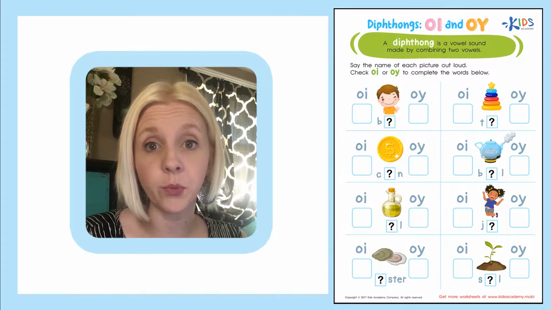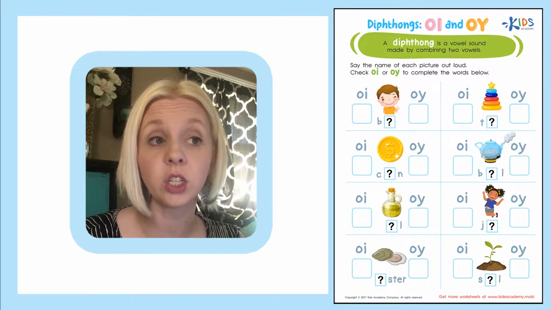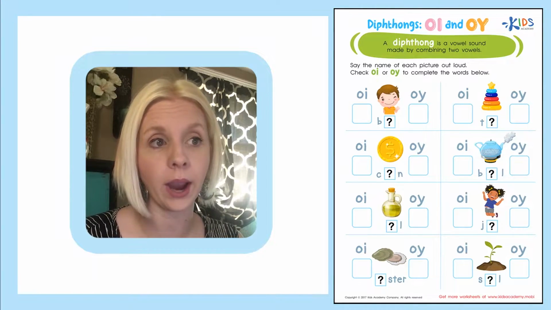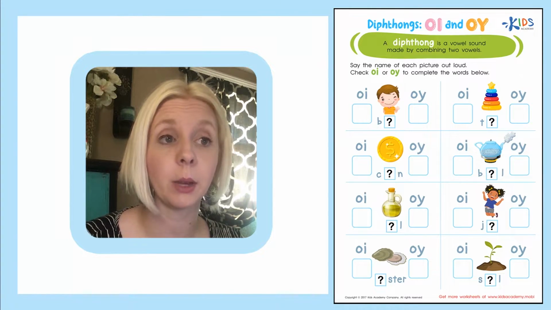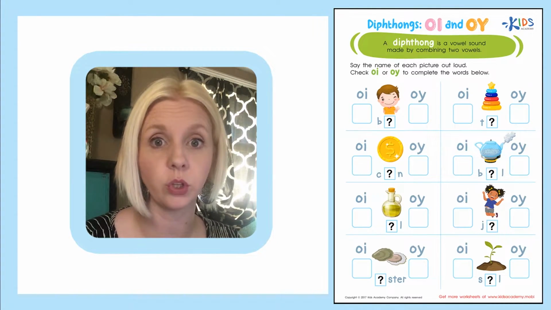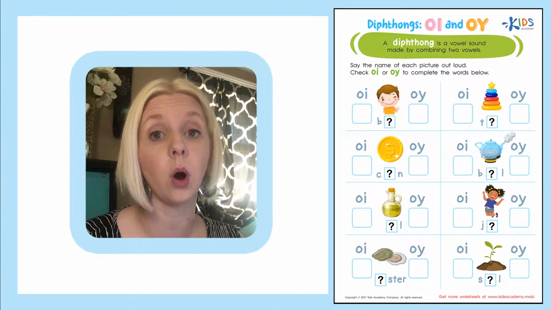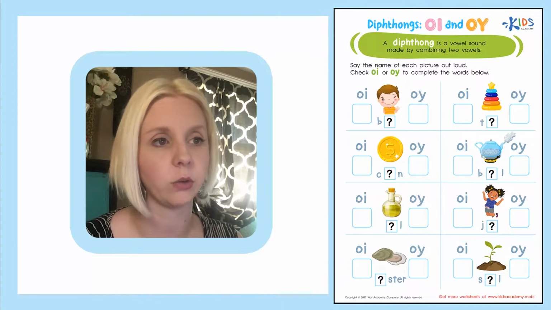Hello. Today we have a worksheet that is about diphthongs, and they are the diphthongs oi and oy. So a diphthong is a vowel sound that is made by combining two vowels. So the two vowels are oi, and on the other one it is oy. So we're going to combine those together to make the oi sound.